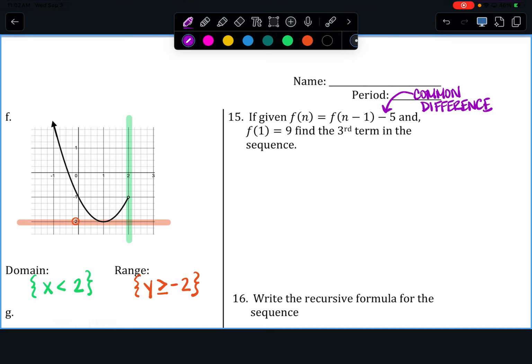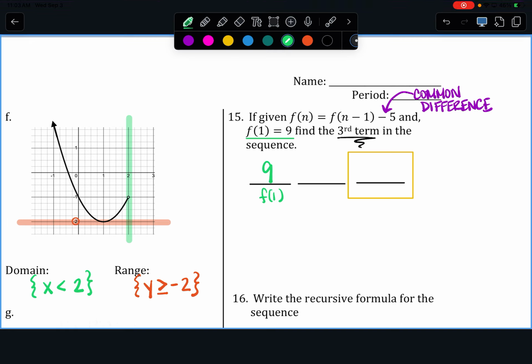Right? And they're also telling you what the first term in the sequence is. And then it says find the 3rd term. All right, so first term, second term, 3rd term, right? And this is the one they're wanting, so I'm just going to go ahead and box it up so I know what my final answer is and where I can stop. So f of 1, just like it was a sub 1 before, it's just a different way of writing it, is 9.